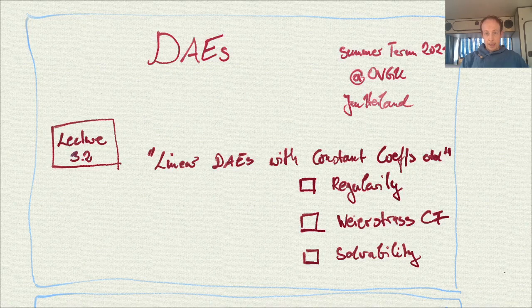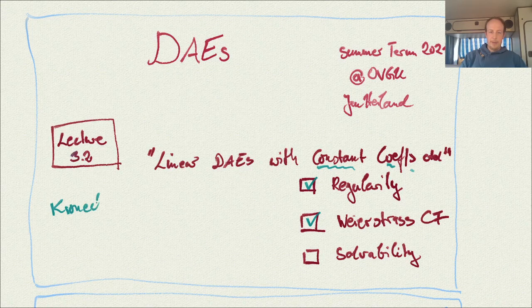Okay, welcome to the fourth lecture, third week. And it's the second part on linear differential algebraic equations with constant coefficients. Constant coefficients, that's important. Today we talk about regularity, and then we will introduce the Weierstrass canonical form, which is, so to say, the special case of the Kronecker canonical form.